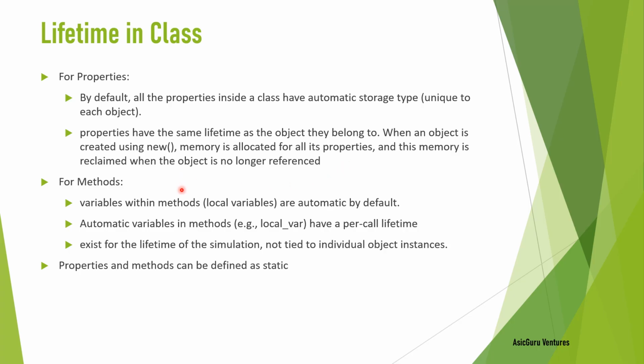Now for methods, local variables inside the methods are automatic by default. This means they get created and destroyed with every function call. These method variables are not tied to the object's lifetime, but rather they are tied to the lifetime of the method call. Finally, SystemVerilog allows properties and methods to be defined as static if we want them to share the same memory location across all instances.